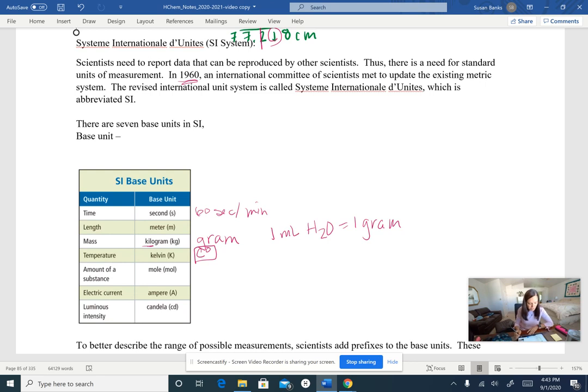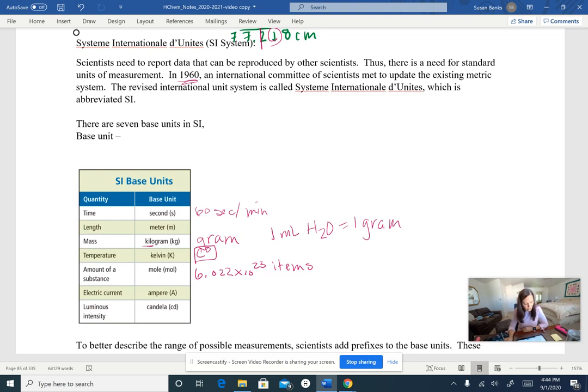The amount of a substance, this is probably a unit that you've never heard of, but we're going to use it a lot here this year in chemistry. It's a mole. And a mole happens to be 6.022 times 10 to the 23 items. It doesn't really matter what we are counting. It's just 6.022 times 10 to the 23 items. We could be counting cars, we could be counting donuts, but usually we're counting atoms or molecules.